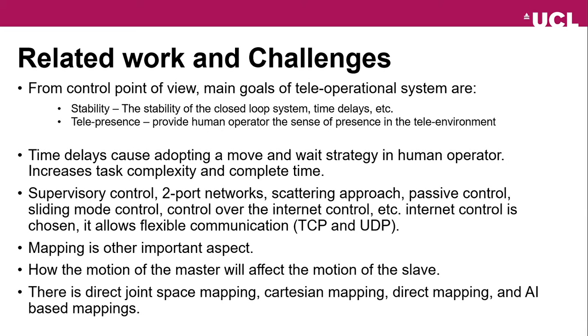As mentioned before, mapping is the other important aspect. Mapping refers to how the motion of the master will affect the motion of the slave. So how the motion of the operator will affect the motion of the robot. And there are also different strategies tried. There is direct joint space mapping, Cartesian mapping, direct mapping, and AI-based mapping, whereas AI-based mapping is very recent and it's still being developed. For our project, we use Cartesian mapping.